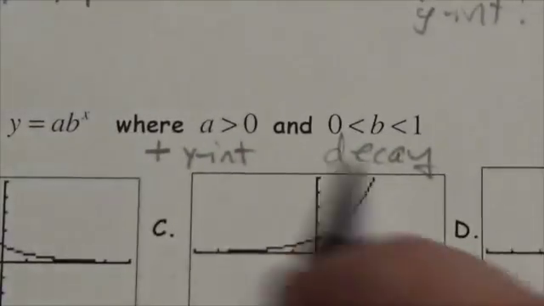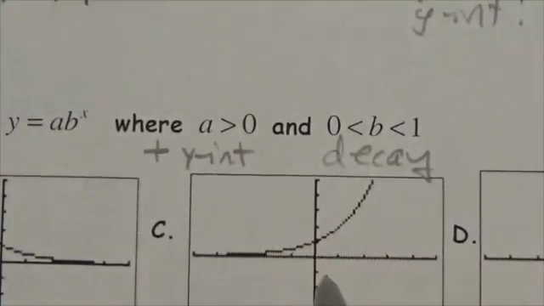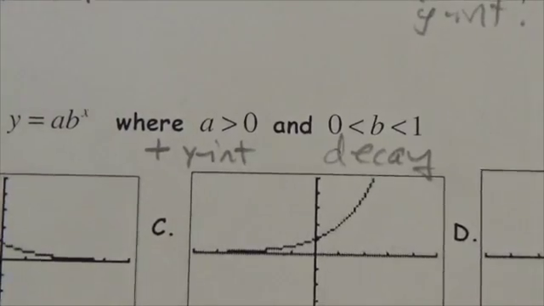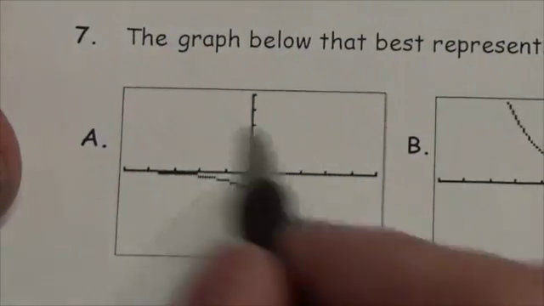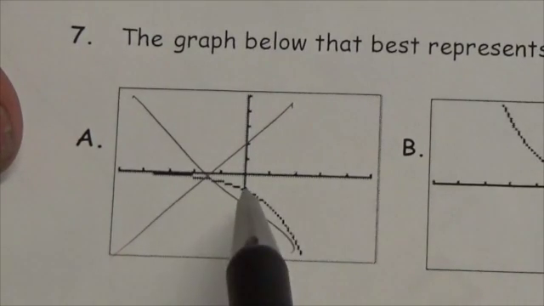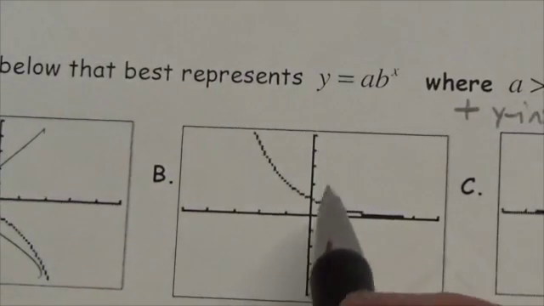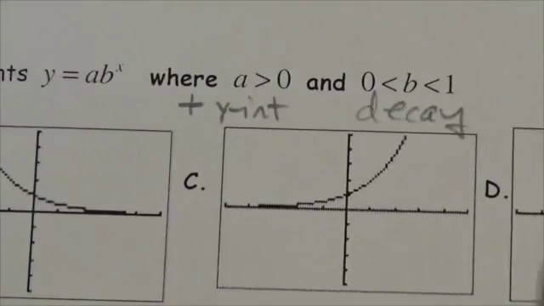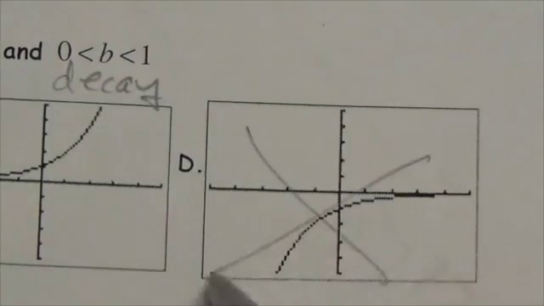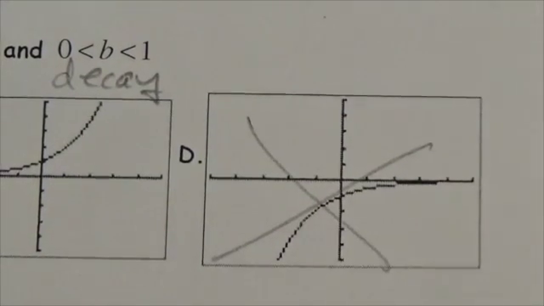So now, first of all, let's deal with this. The a is greater than 0, so my y-intercept is going to be positive. Well, okay, it can't be that, because I can see right here my y-intercept is going to be negative. Oh, could be this one. My y-intercept is positive. Could be this one. My y-intercept is positive. Okay, can't be this one. My y-intercept is negative.